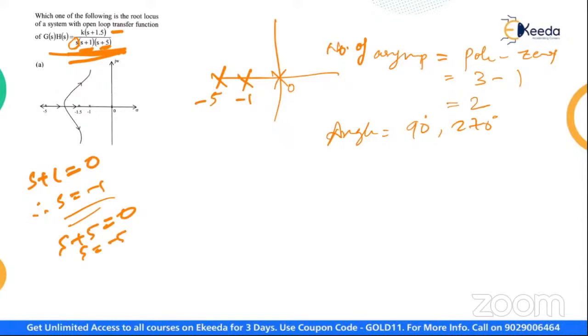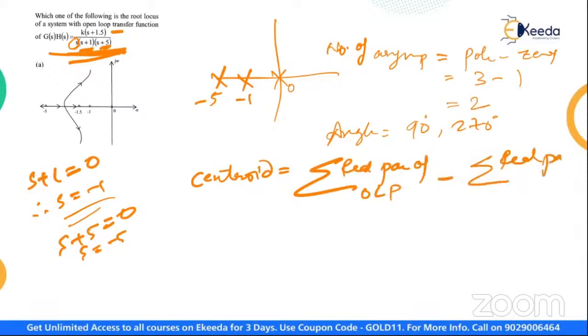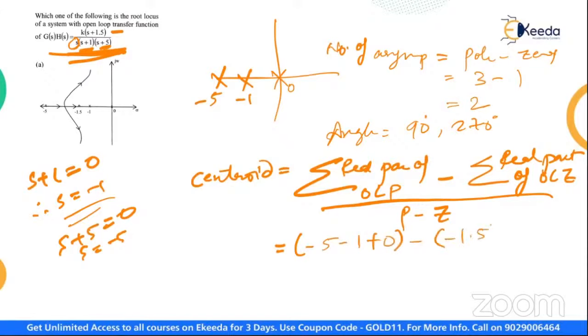Now next, since you have got asymptotes, you need something called a centroid. What is the centroid formula? The centroid is the sum of real parts of open loop poles minus the sum of real parts, which is very important, of open loop zeros, upon number of poles minus number of zeros. Is that correct? Yes. So this is minus 5 minus 1 plus 0 minus 1.5, upon 2. If you solve this further, you will get minus 2.25.